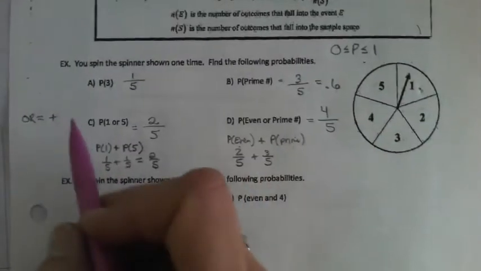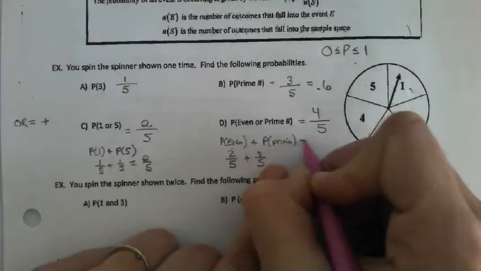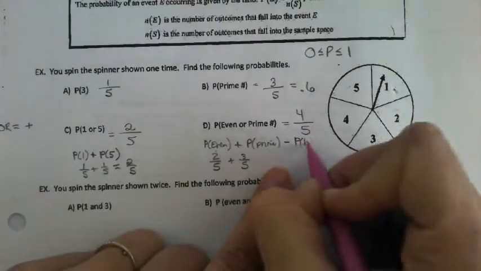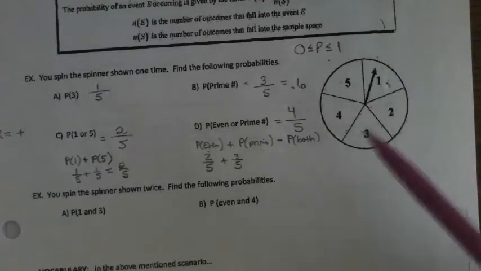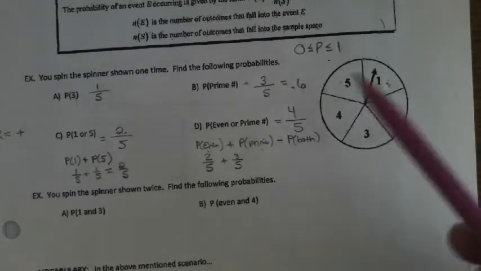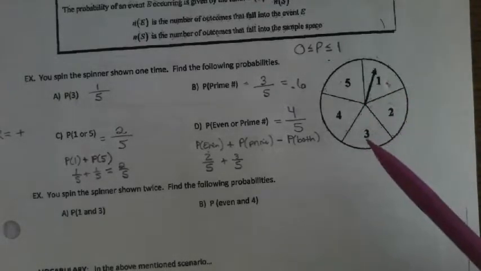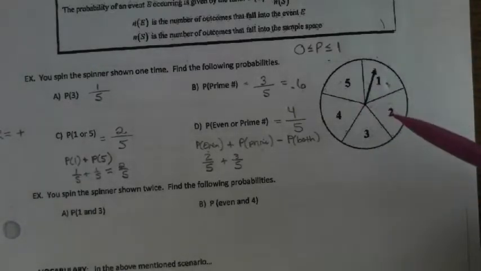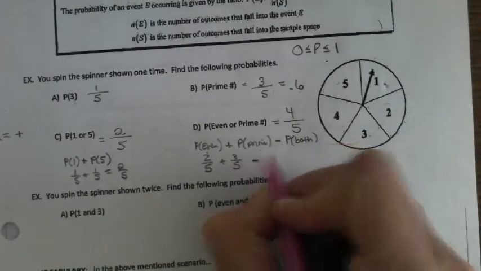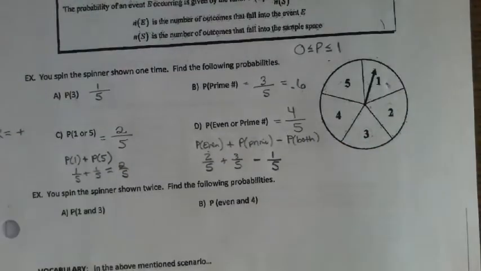So the rule here is we also have to subtract anything that was in both categories. The probability of spinning something that was both of those things, because we double counted it, so we have to subtract it off. And the only number that was in both categories was 2. So we have to subtract off 1 out of 5 because 1 out of the 5 was in both categories and got double counted. So I really am undouble counting it. And then it would work.